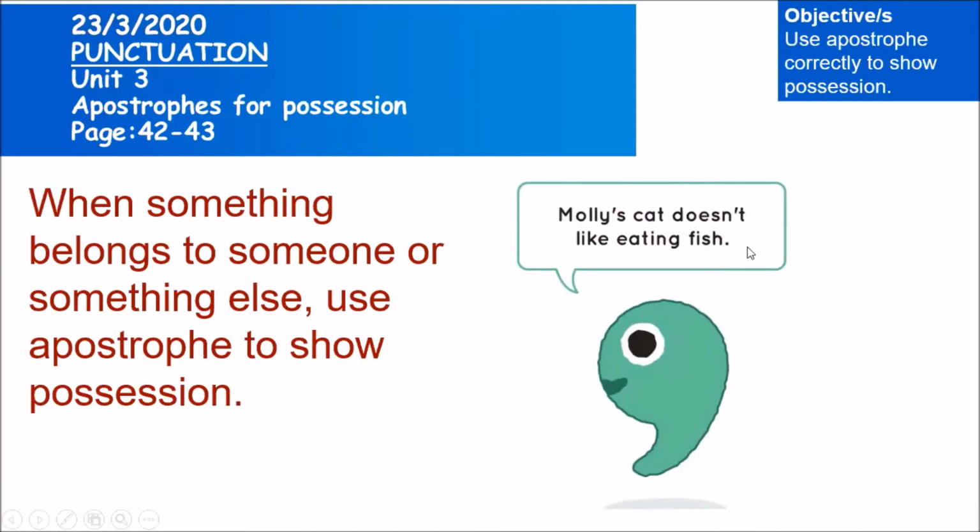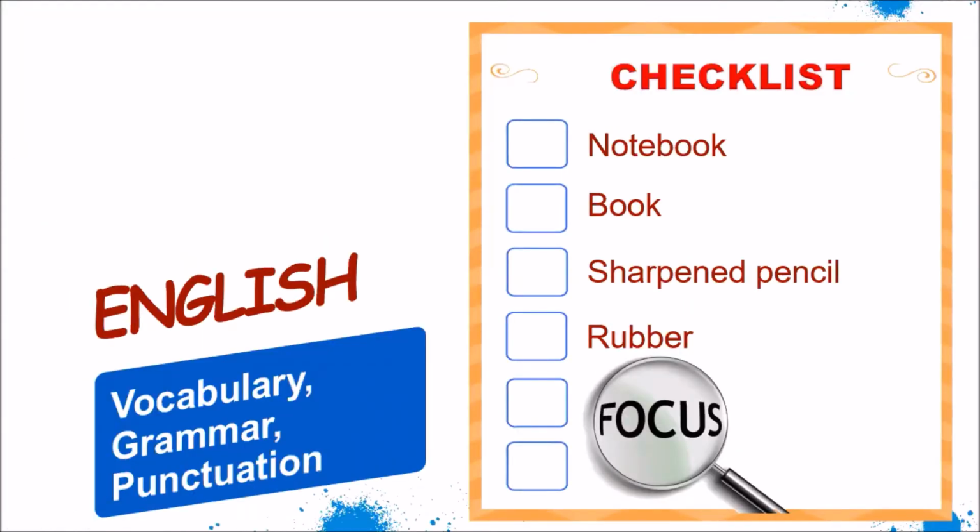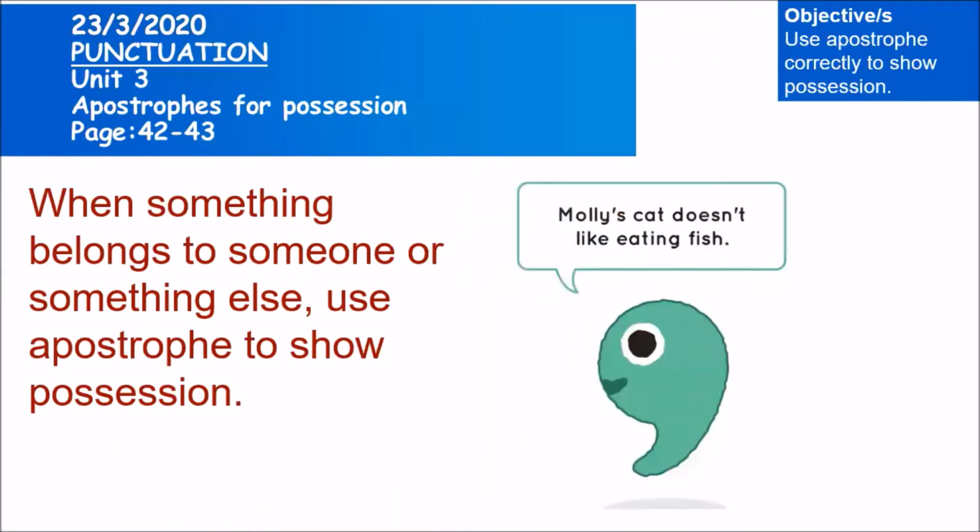Hello students, today's lesson is from your vocabulary, grammar, and punctuation book. So please open your book on pages 42 to 43. We'll be talking about Unit 3, apostrophes for possession. At the end of this lesson, you should be able to use apostrophe correctly to show possession.